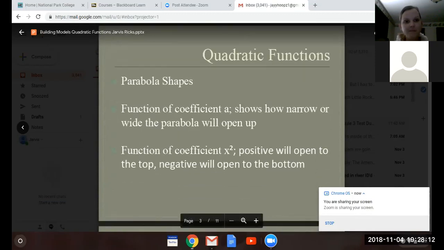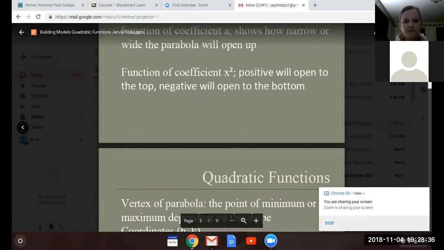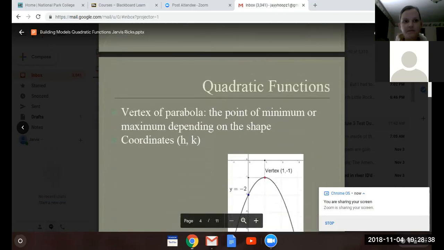Parabolas can be various shapes, and the function of the coefficient a shows how narrow or wide the parabola is. And the function of the coefficient of x squared shows whether the parabola will open to the top or to the bottom.